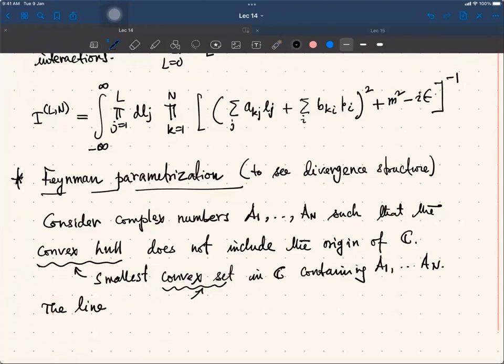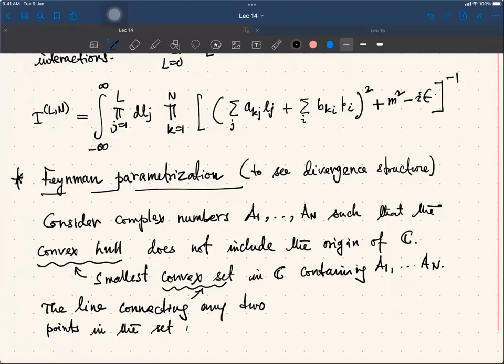The line connecting any 2 points in the set. So the set given by A1 to AN is such that if you take any 2 points within that set, the line connecting those 2 points will be within the set.